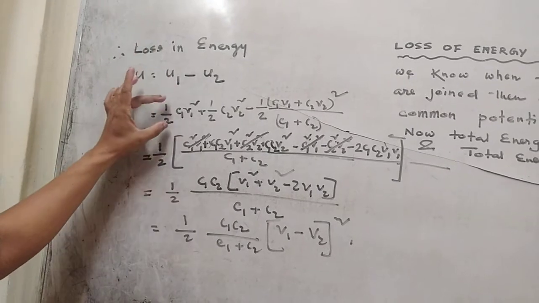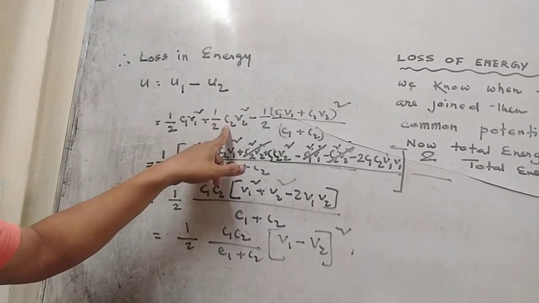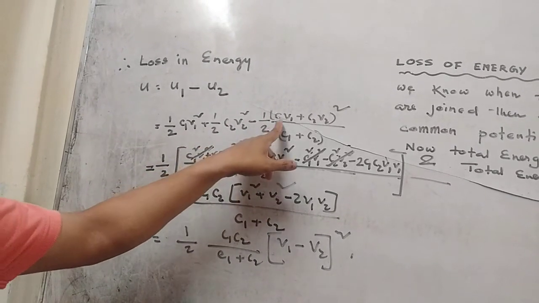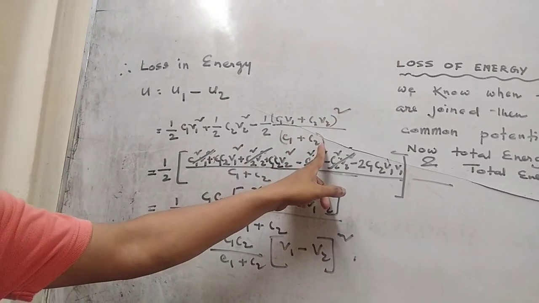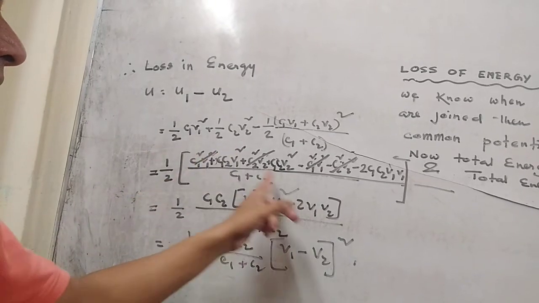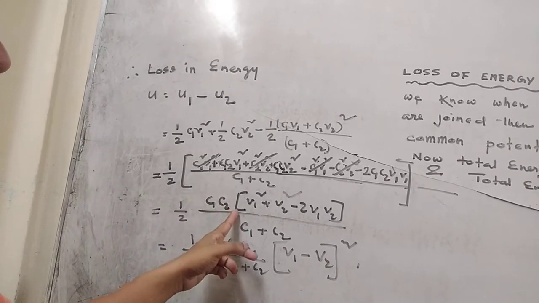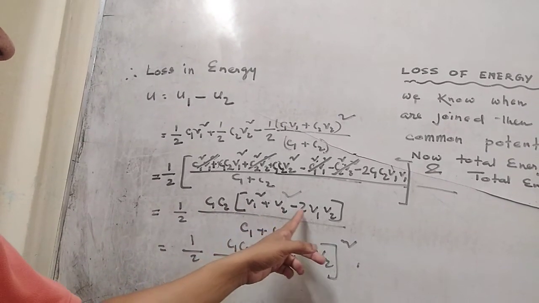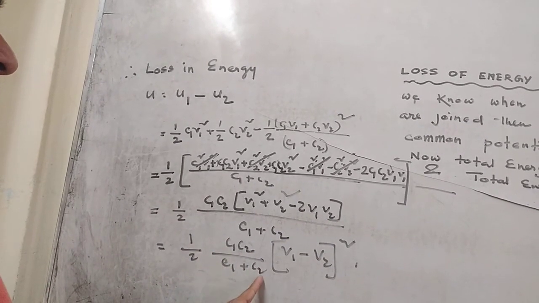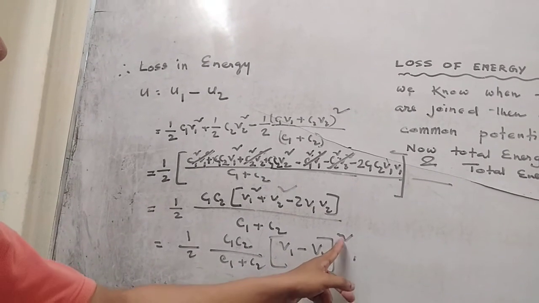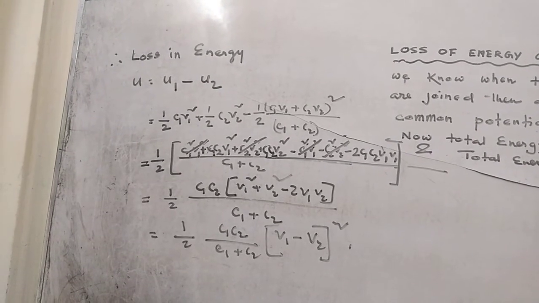It will be half of C1 V1 square plus half of C2 V2 square minus half into C1 V1 plus C2 V2 whole thing square divided by C1 plus C2. If we take the LCM and after calculation, we will get half into C1 C2, and taking the common factor, V1 square plus V2 square minus twice V1 V2. Is it clear? So it will be half into C1 C2 divided by C1 plus C2 into V1 minus V2 whole thing square. This is the loss of energy when the capacitors are joined.